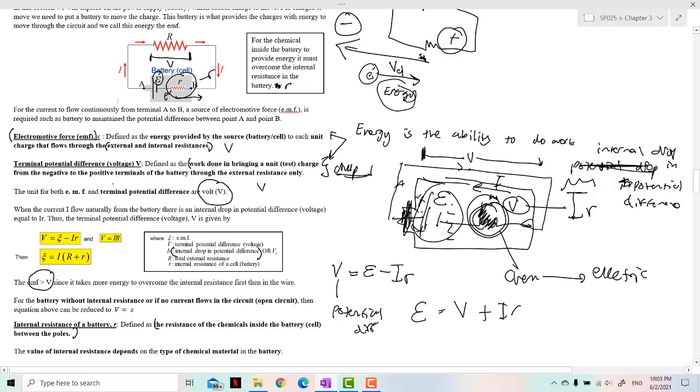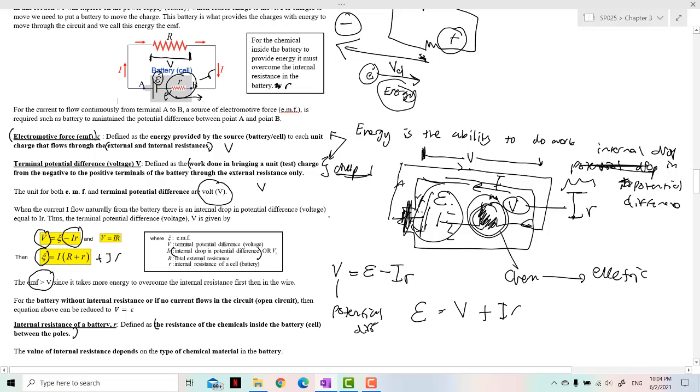The potential difference already takes the internal drop into account and subtracts it, because we don't want the internal resistance when we talk about potential difference. But the EMF itself contains the internal drop. That's the only difference. So the EMF includes the potential drop, while for the potential difference, we don't look at the internal drop. So that's the difference.